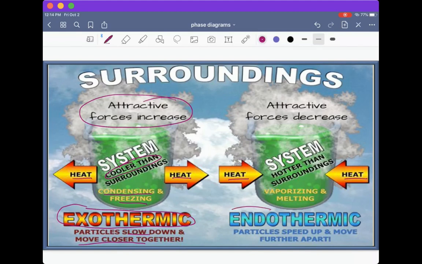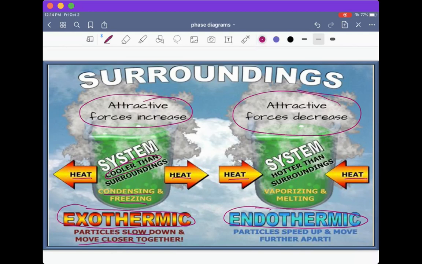So what happens here? This is an endothermic reaction because heat is being absorbed into the system. Your particles are going to speed up because they've gained that energy, and they're going to move and overcome those attractive forces. Because you're getting farther apart, your attractive forces are going to decrease.